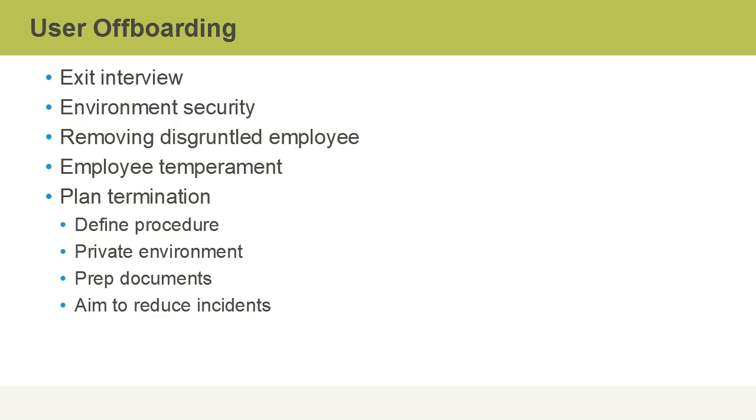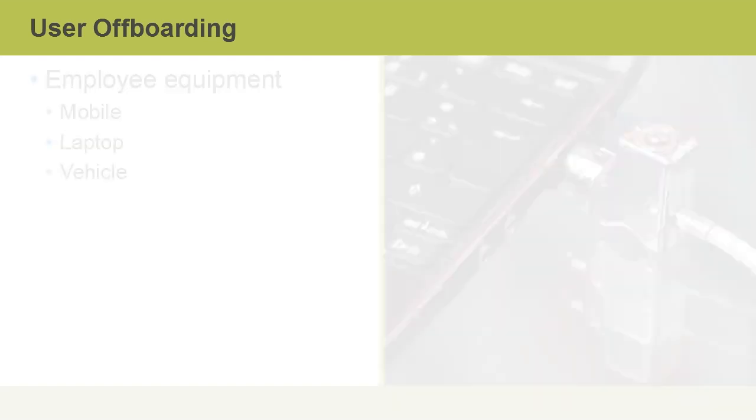So terminations need to be planned ahead of time within the organization. There should be a specific defined procedure that is known by HR and other related individuals. This could also be something that's done in a private environment, such as within a single organization or even within a department within the organization. So documents need to be prepared to document how termination should occur. And the idea is to reduce any negative incidents, including data leakage, when users are offboarded.